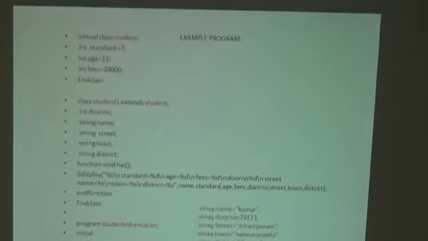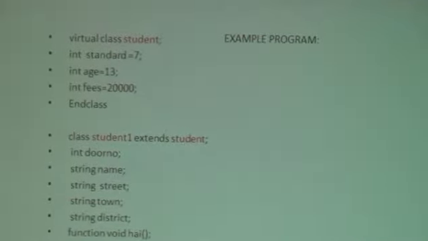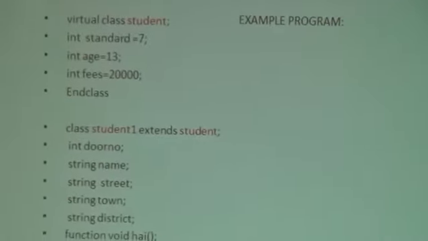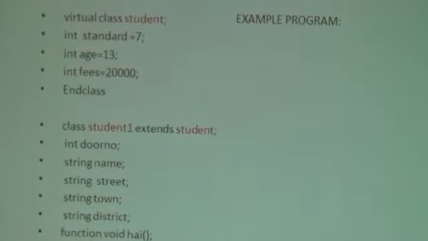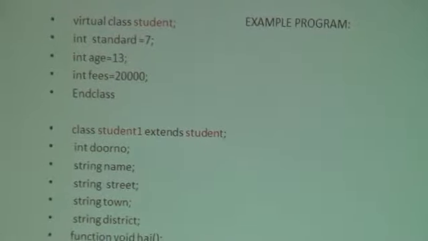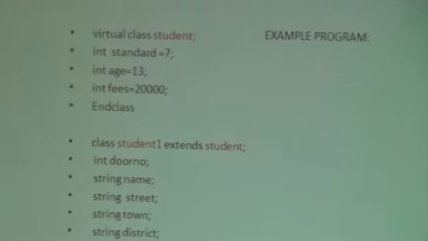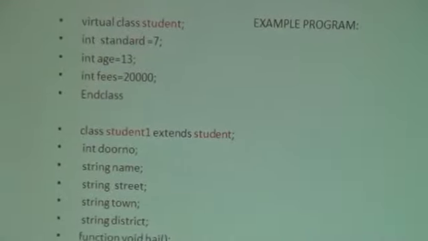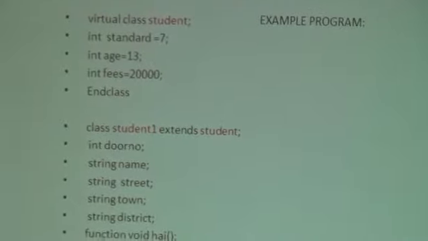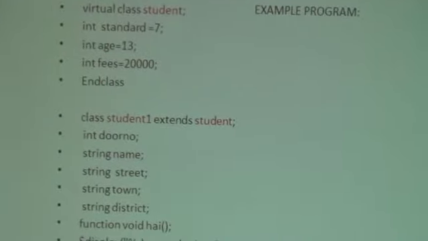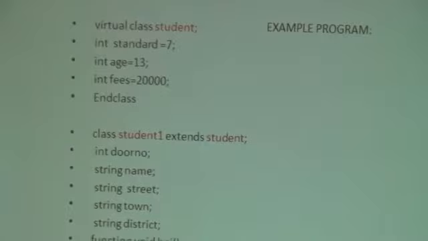An abstract class is defined with the keyword virtual before the class. If you have seen here, there is a class defined as virtual class student. As I said before, the abstract class consists of all the common characteristics. For students, what are the common characteristics? That is about the class. That's why I have declared int stand equal to 7, and int a, their age, will be common, and their fees is also common. These are the common characteristics of any student.